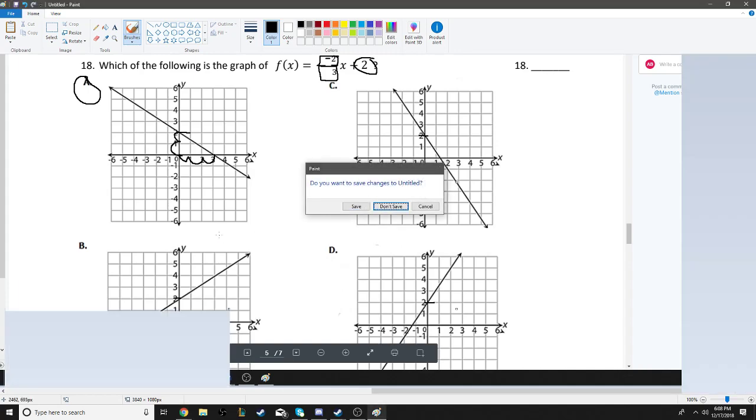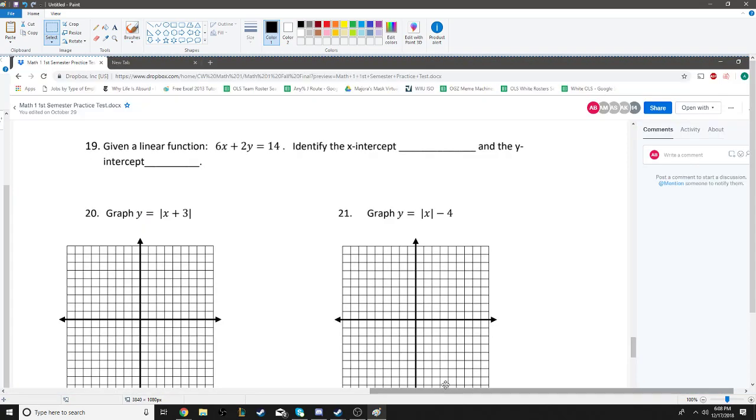Next problem. Given a linear function, identify the x-intercept and the y-intercept. So to find the x-intercept, you're going to plug 0 into y and solve for x. 6x plus 2 times 0 is equal to 14, which just means 6x is equal to 14. Then you divide both sides by 6, and we get x is equal to, let's divide top and bottom by 2, 7 over 3. The x-intercept is 7 over 3, comma 0.